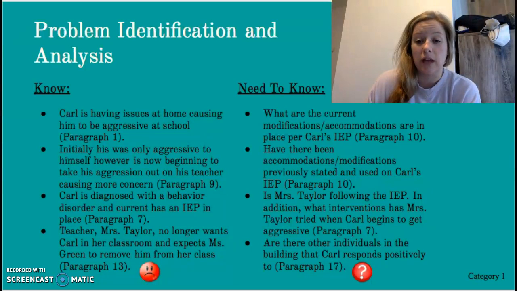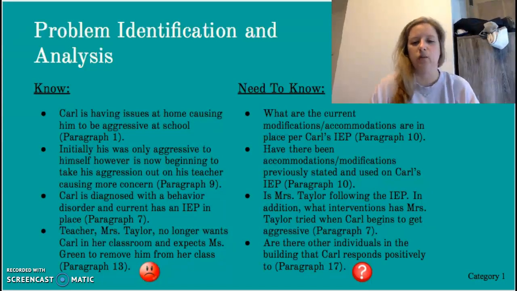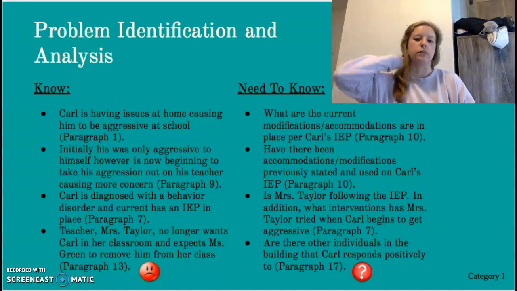Carl is diagnosed with a behavior disorder, which is why he is receiving SPED services, and there is proper protocol in place for dealing with an issue like this and making changes for Carl so that he's successful in the classroom. And the last thing that I know is Ms. Taylor unfortunately wants Carl removed from her classroom because of his choices, and she seems unwilling to attempt new strategies at this point in time.